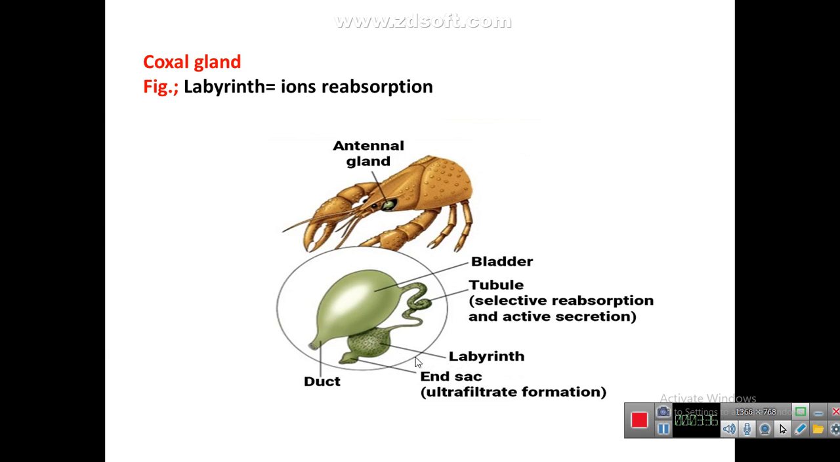Then the labyrinth, the function of which is ion reabsorption. Then the fluid will move to the tubule, the function of which is selective reabsorption and active secretion, meaning other nutrients will be reabsorbed here, and active secretion of the waste material from the tubule toward the bladder. From the bladder, the waste will move to the duct, and at the end of the duct the opening is the excretory pore, with the help of which waste will move out of the body.